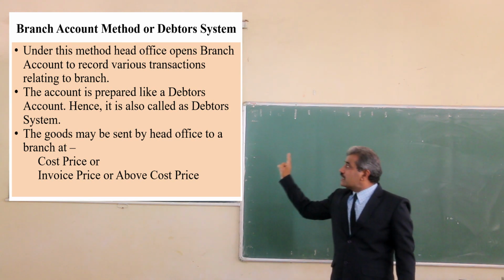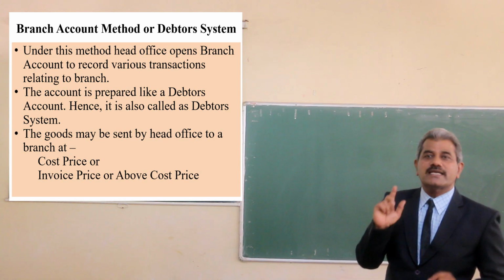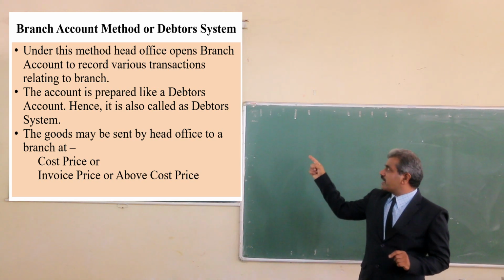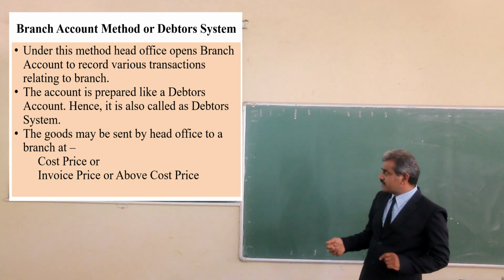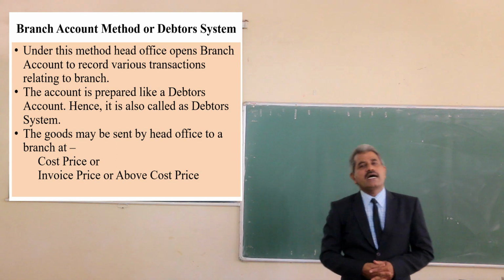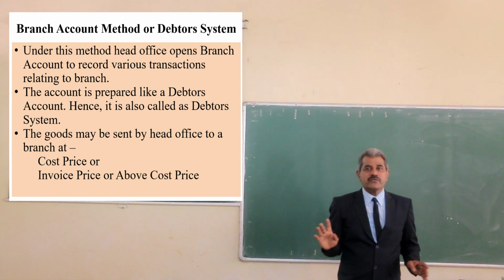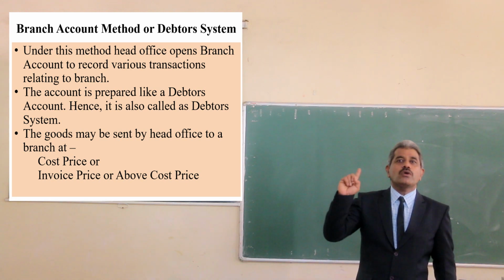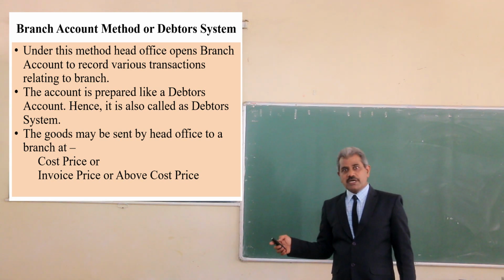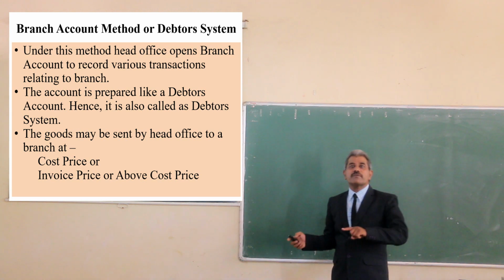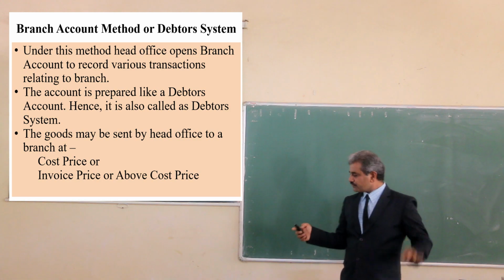The account is prepared on the line of preparation of a debtors account. The account is prepared like a debtors account, so it is also called the debtors method or debtors system. The goods may be sent either at cost price or at invoice price. So under this method only one account is prepared, namely branch account, and all transactions relating to the branch are recorded in this one account.